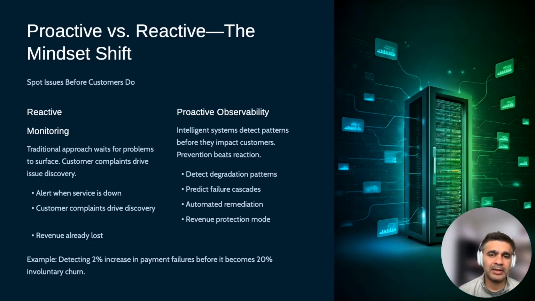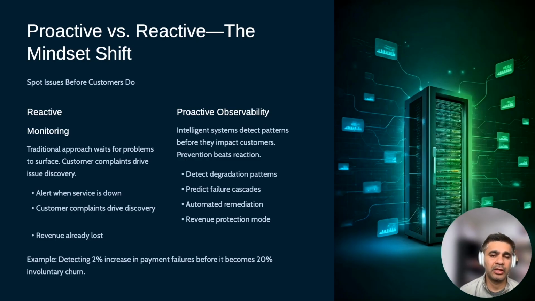So all the slides above bring us to this fundamental mind shift, moving from reactive monitoring to proactive observability. Reactive monitoring waits for problems to surface. You'll alert when a service is down, customer complaints have gone up, and then revenue is already lost. But proactive observability detects patterns before they impact customers. You can detect degradation patterns, predict failure cascades, implement automated remediation, and operate in revenue protection mode.